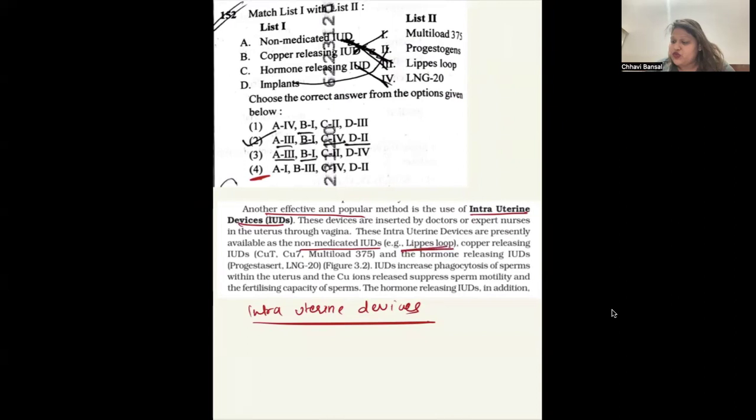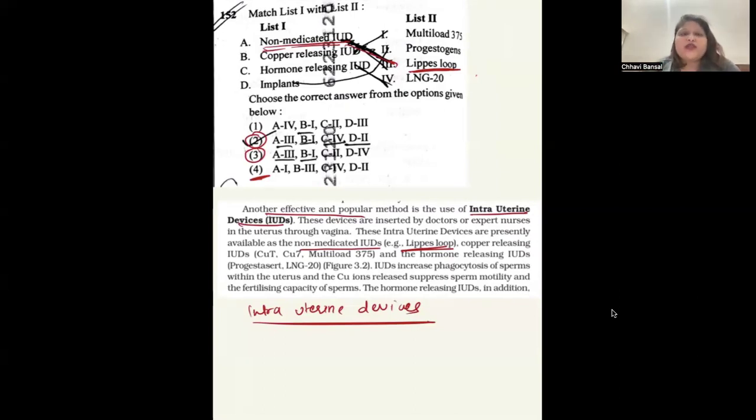For example, Lippes loop. Okay. So for Lippes loop, non-medicated IUD, for A, option 3 is correct. Right? So if we see, there are two options, option 2 and option 3, which is correct for non-medicated IUDs accordingly. Next, copper releasing IUDs. Copper releasing IUDs are the ones that release copper ions.